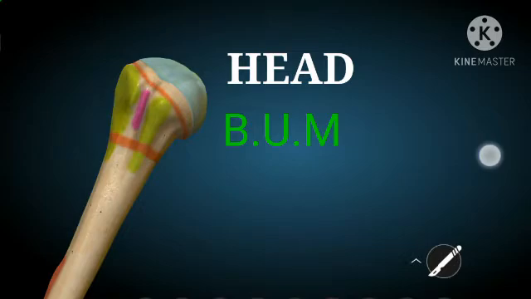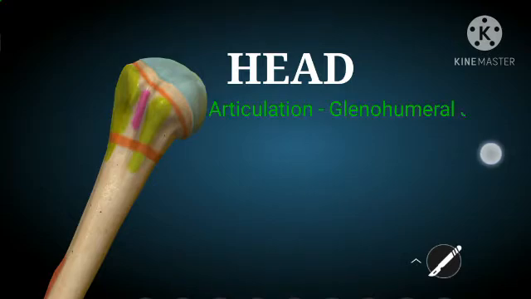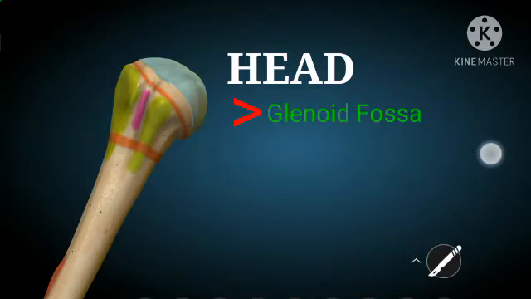For those who can cram, this is the mnemonic. It's BUM for backwards, upwards, and medial. This head articulates with the glenoid cavity of the scapula to form the glenohumeral joint. However, the head of the humerus is larger than the glenoid cavity that it articulates with, and this makes the shoulder joint very vulnerable to dislocations.